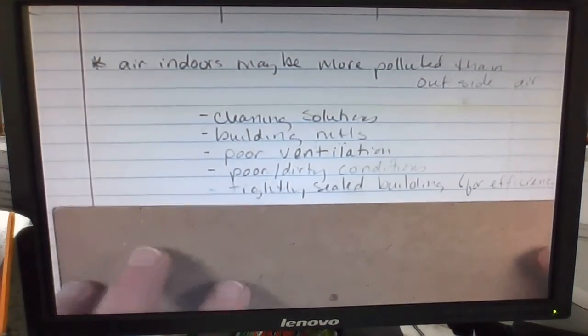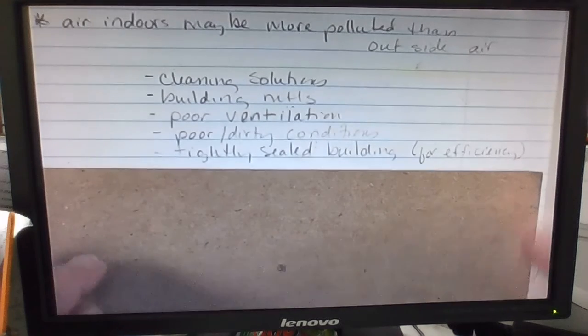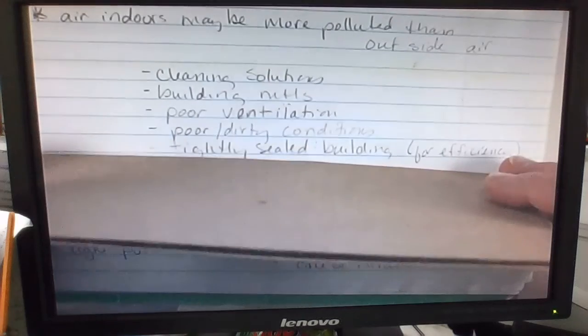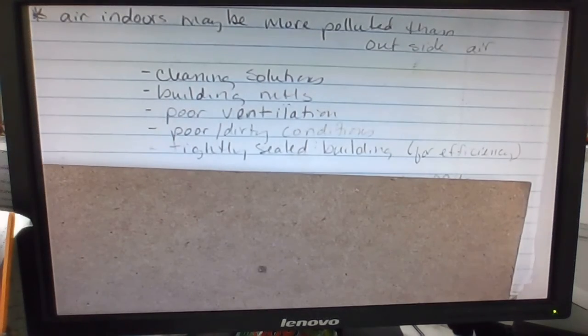And the tightly sealed building, I just mentioned that. So we're trying to be efficient by sealing everything really good and tight, but then we're just trapping all the bad stuff in there with us. Tightly sealed building for efficiency.